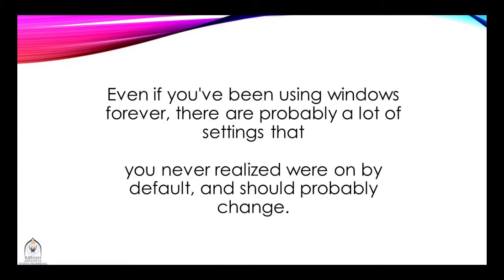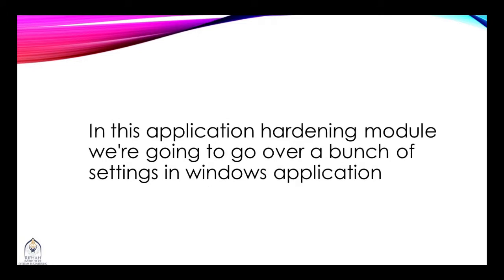Even if you've been using Windows forever, there are probably a lot of settings that you never realized were on by default, and should probably change. These might be settings for privacy, convenience, or just usefulness in general. So in this application hardening module we're going to go over a bunch of settings in Windows, specifically Windows 10. First up, let's head to the Windows Update settings.